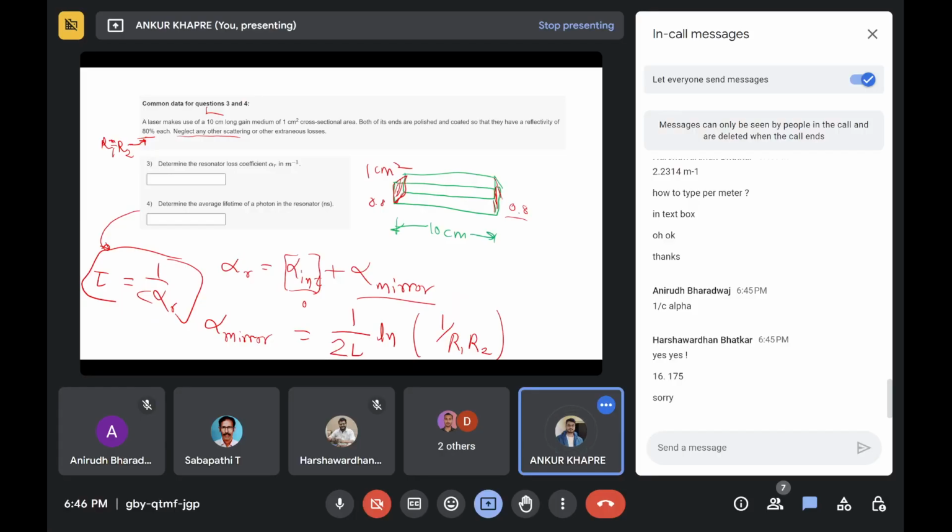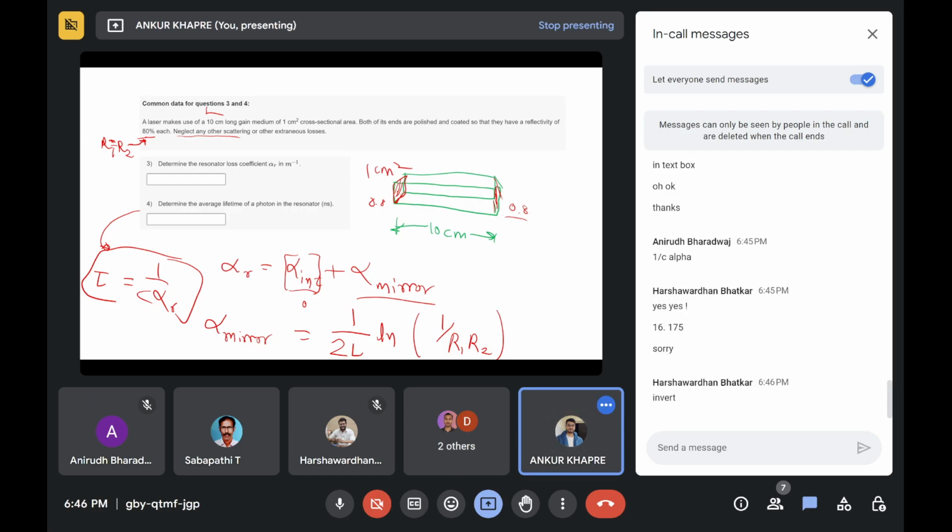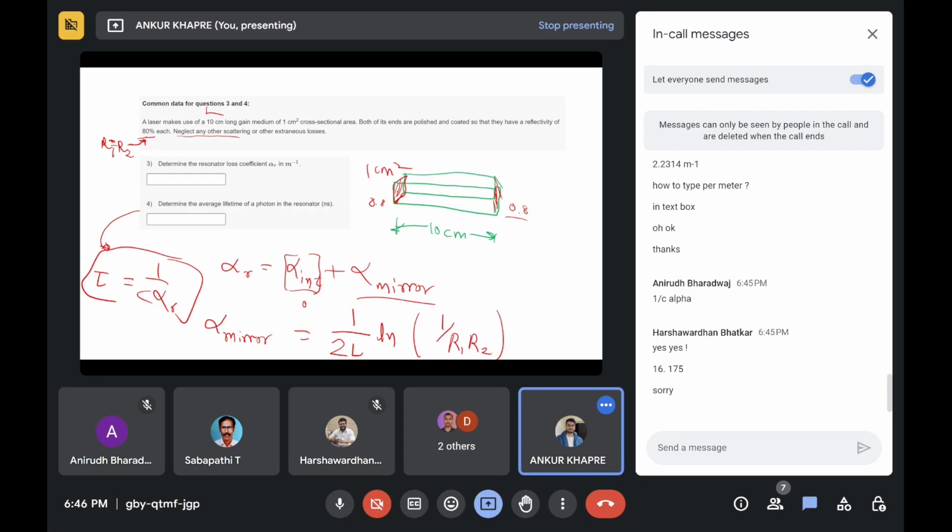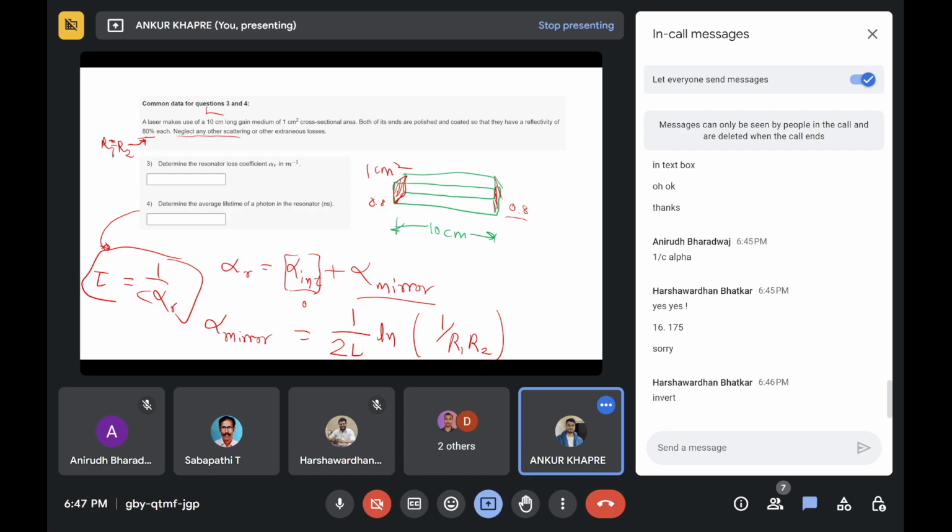How to solve? 16.175. What is that? What are you doing, Harshvardhan? 16.175. Okay, you just correct it. It should be in nanoseconds.